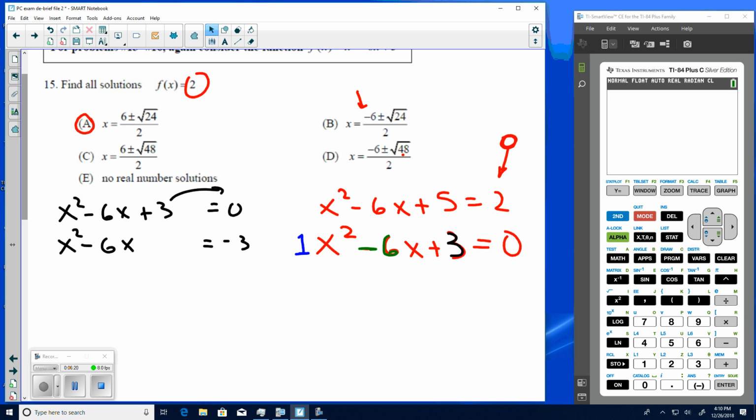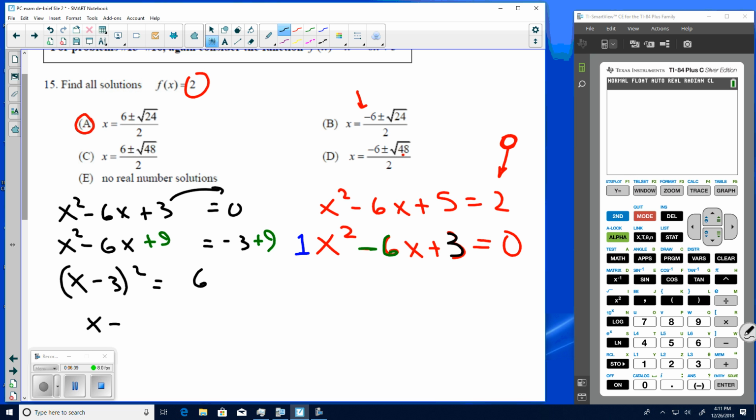We complete the square just as we did in the previous one. Half of negative 6 is negative 3. Squared is plus 9. We add that to both sides. And we now have a perfect square on the left side. X minus 3 quantity squared. On the right side, we have 6. Right, so we take the square root of both sides.